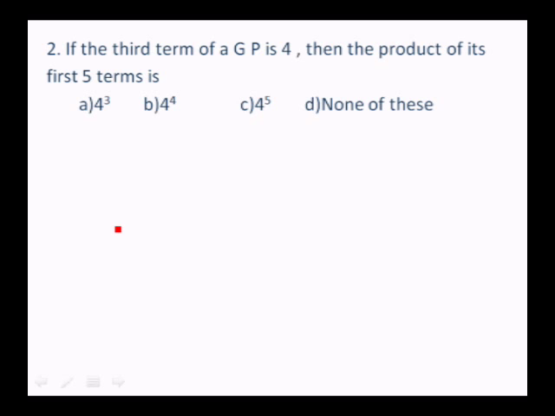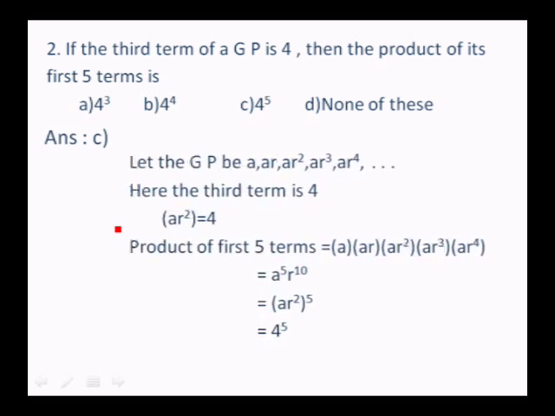Second problem: if the third term of a GP is 4, then the product of its first 5 terms is 4 cube, 4 to the power of 4, 4 to the power of 5, none of these. So, here also you can take the GP as A, AR, AR square, AR cube, AR to the power of 4. Here the third term is 4, therefore AR square is 4.